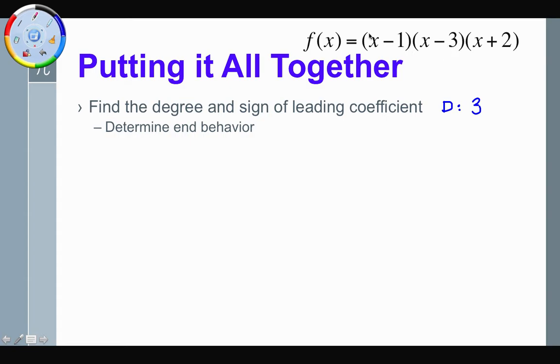You can really just count how many zeros there are, but you can also think that this is going to be x times x times x, which makes x cubed. In that same sense, it's a positive 1x, a positive 1x, and a positive 1x, which means my leading coefficient is going to be positive. So if my degree is 3 and my leading coefficient is positive, we know our end behavior has to do something like this. This is the fact that it's an odd degree and a positive leading coefficient.